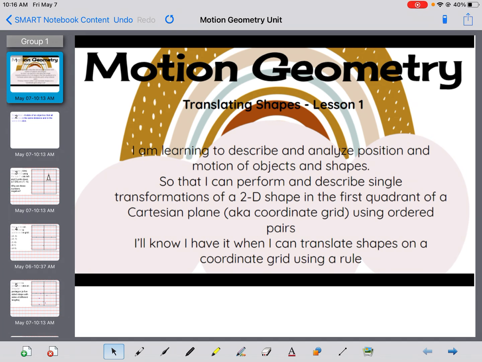Our learning intentions and success criteria are: I am learning to describe and analyze position and motion of objects and shapes so that I can perform and describe single transformations of a 2D shape in the first quadrant of a Cartesian plane, also known as a coordinate grid, using ordered pairs. And I'll know I have it when I can translate shapes on a coordinate grid using a rule.